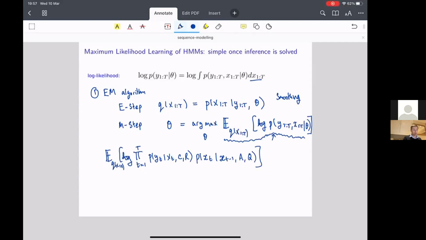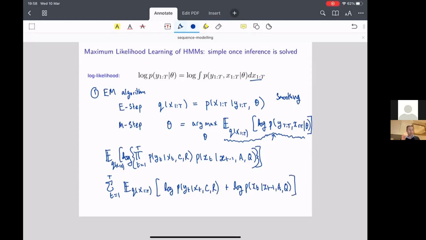And we can take the product outside and rewrite this as a sum. And we can break the two terms up here. To be absolutely explicit, the brackets here in the log, of course, are around these quantities here. This thing is the expected value over Q of x_1 to T of log p(y_t given x_t, C, and R) plus log p(x_t given x_{t-1}, A and Q).